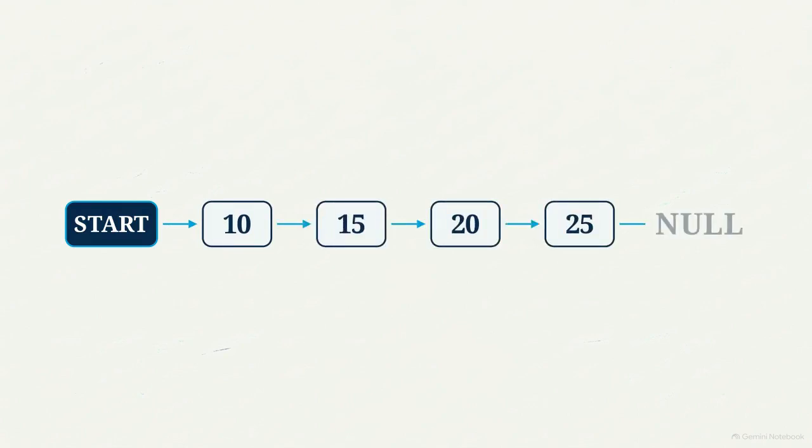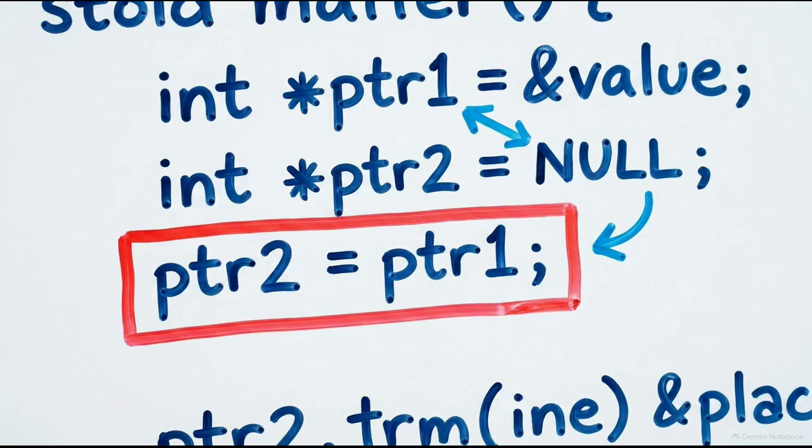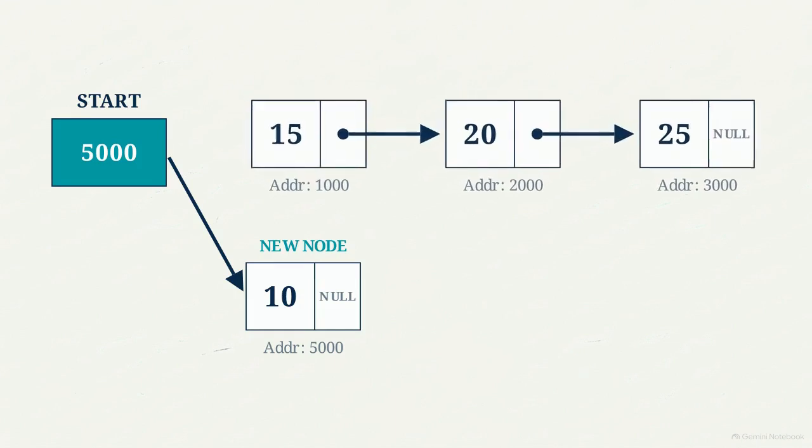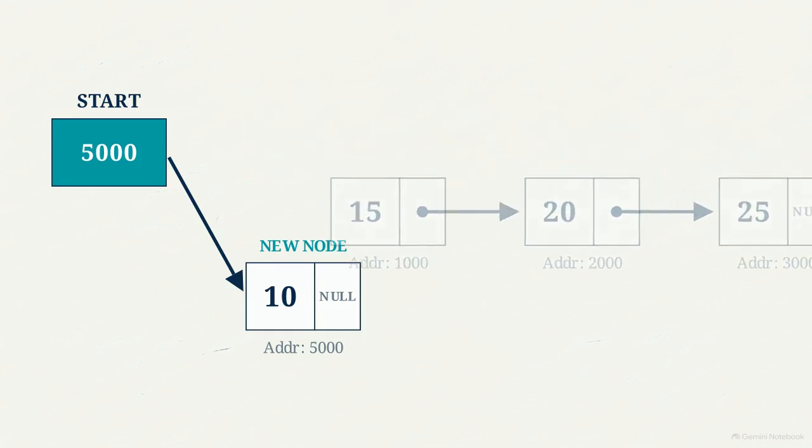With the memory addresses handled, we are left with this clean logical sequence. Start points to 10, which flows to 15, then 20, then 25, and finally terminates at null. There is a strict order of operations here. If you reverse steps 3 and 4, updating the start pointer before you connect the new node, you will overwrite the only record of where the rest of your list lives. The original nodes will be permanently orphaned in memory.